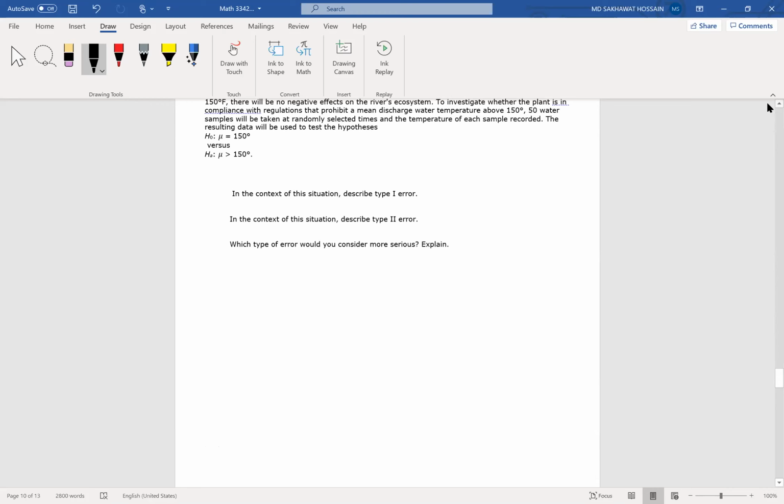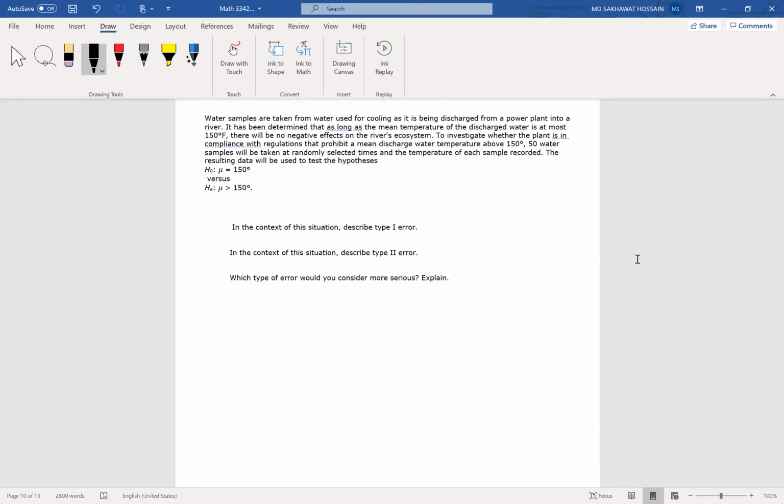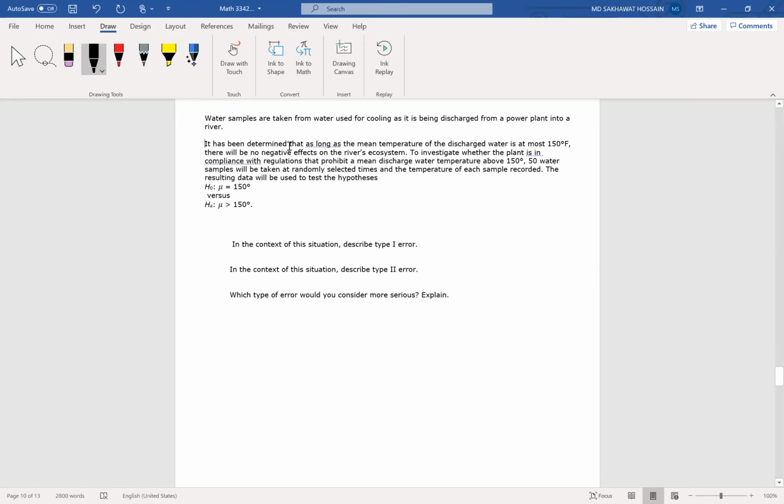Okay, so we have one example here. This is about type 1 and type 2 error. Water samples are taken from water used for cooling as it is being discharged from a power plant into a river. It has been determined that as long as the mean temperature of the discharged water is at most 150 degrees, there will be no negative effects on the river's ecosystem.